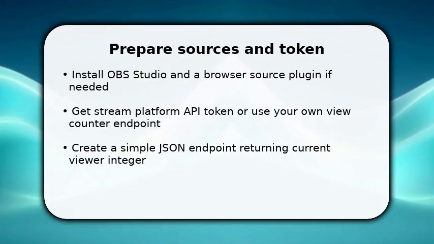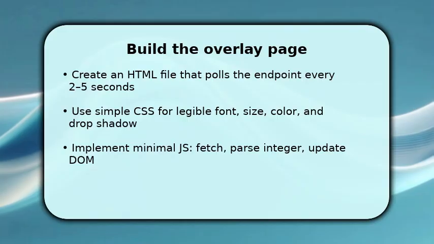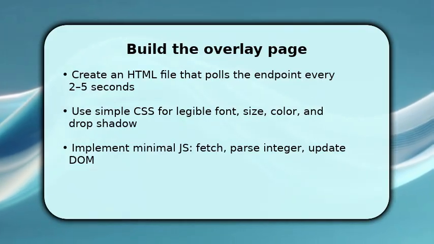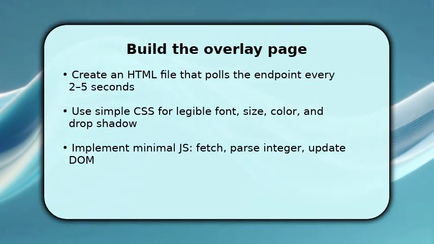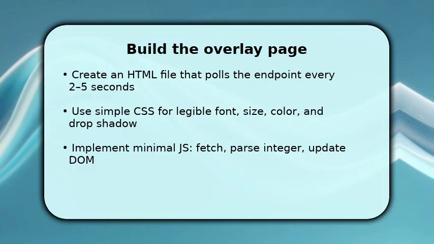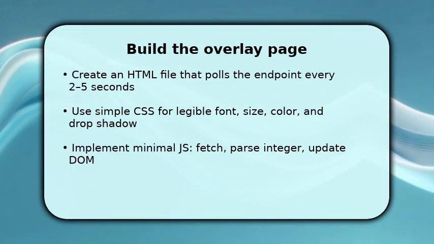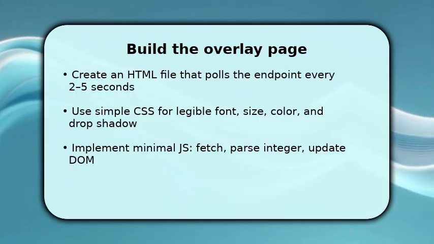Now you build the overlay page OBS will render. Create HTML with a single element for the number and use CSS to make it readable: large font, contrasting color, and a subtle shadow. In JavaScript, poll the endpoint every 2 to 5 seconds using fetch, parse the response to an integer, and update the DOM only when the number changes.